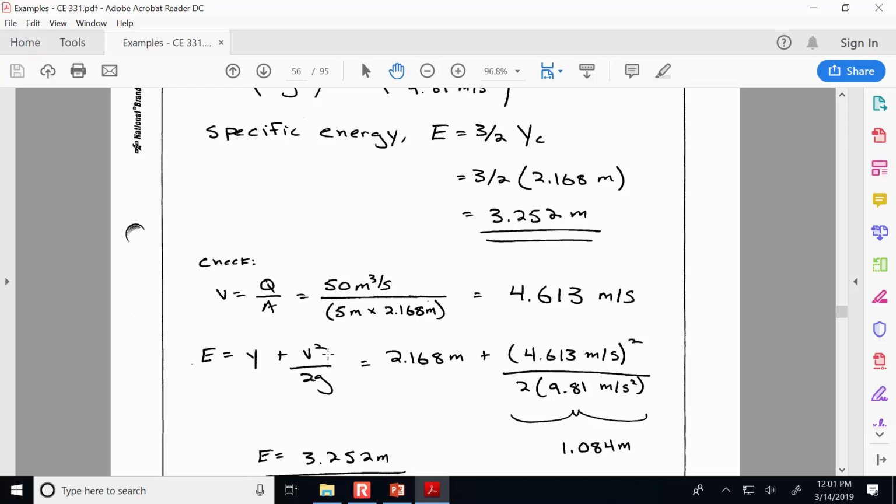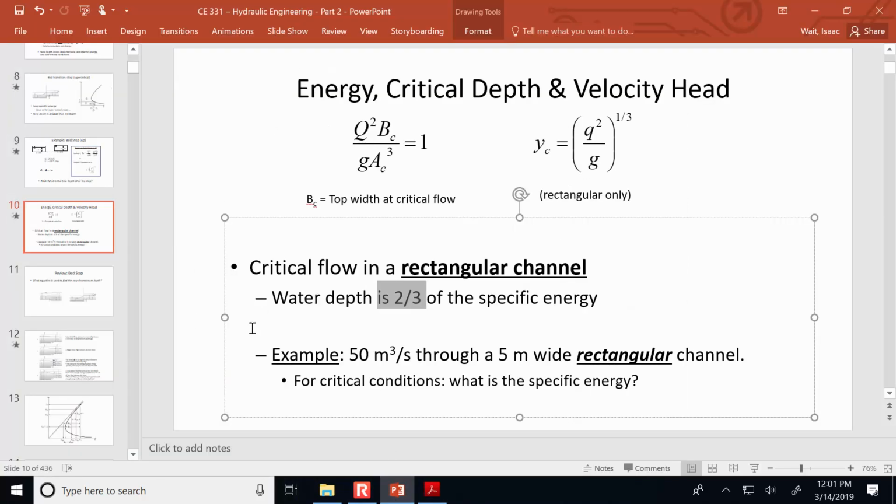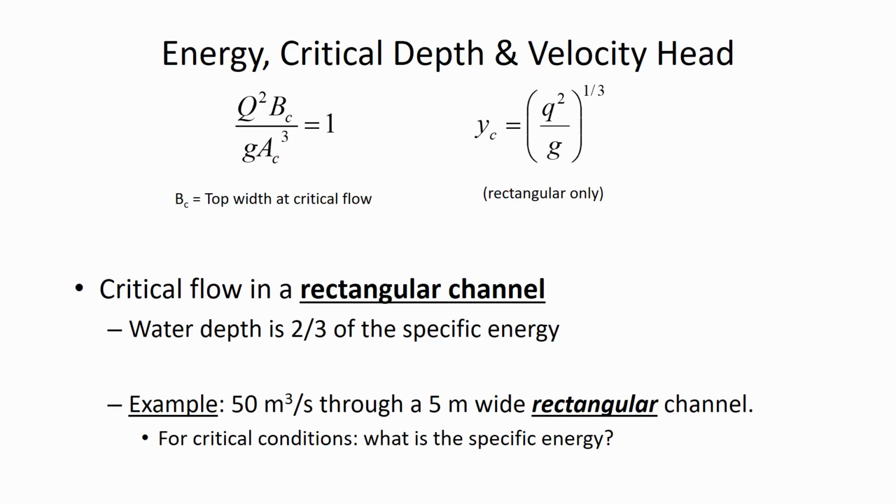And then the calculations we do are a little bit easier if we can just say, well, the specific energy that's present is 3/2 of the critical depth. It saves us from having to solve for the velocity head. So that's why I wanted to mention this shortcut idea that the water depth is 2/3 of the specific energy that's present.